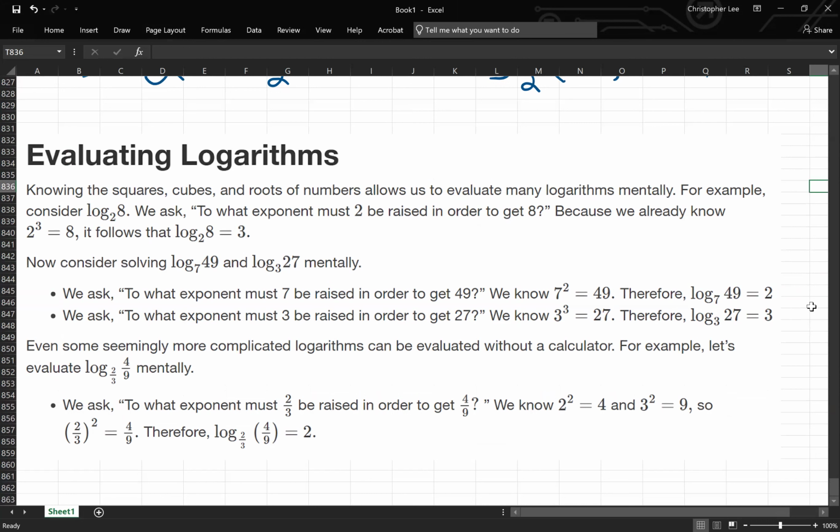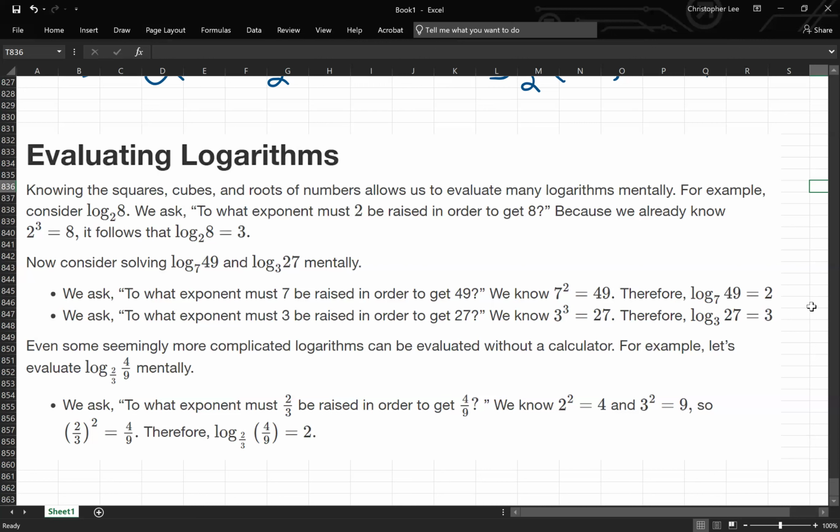Now consider log base 7 of 49 and log base 3 of 27 mentally. We're asked, to what exponent must I raise 7 to get 49? We already know that 7 to the second power is equal to 49, therefore log base 7 of 49 is equal to 2. We can also ask, to what exponent must 3 be raised in order to get 27? We know that 3 to the third power is 27, therefore log base 3 of 27 is equal to 3.